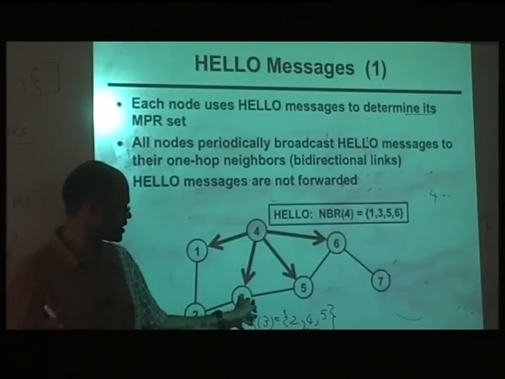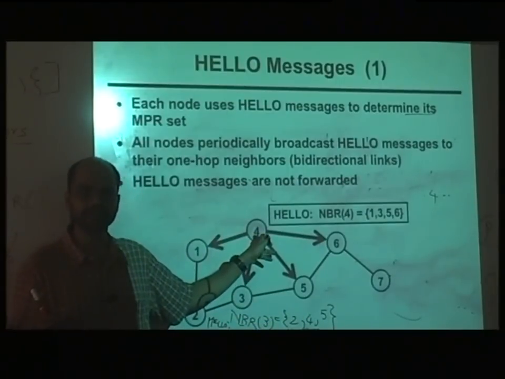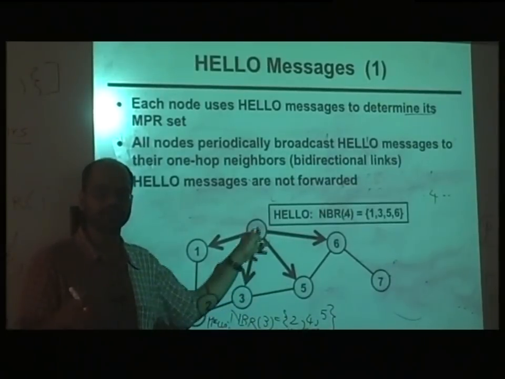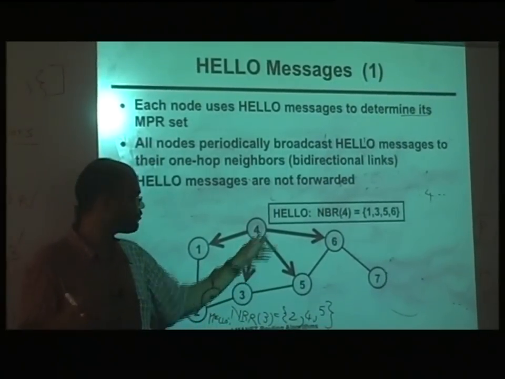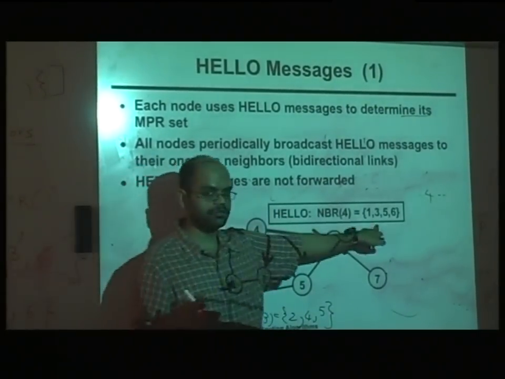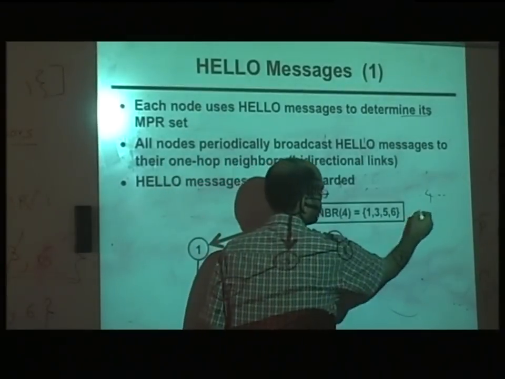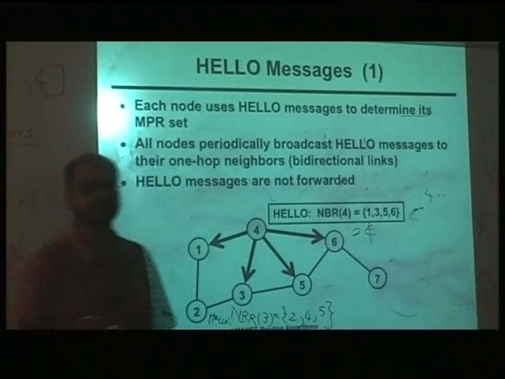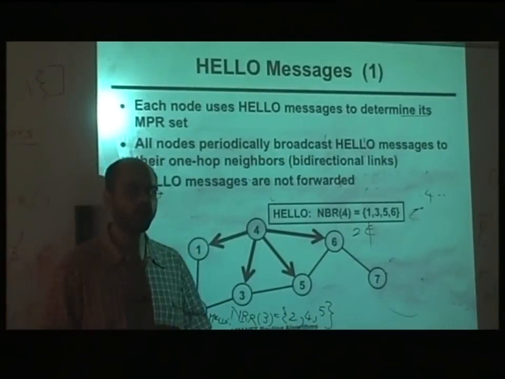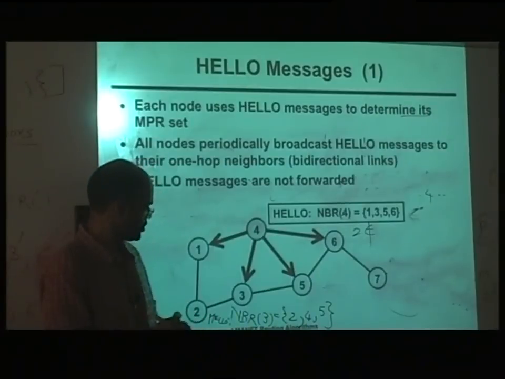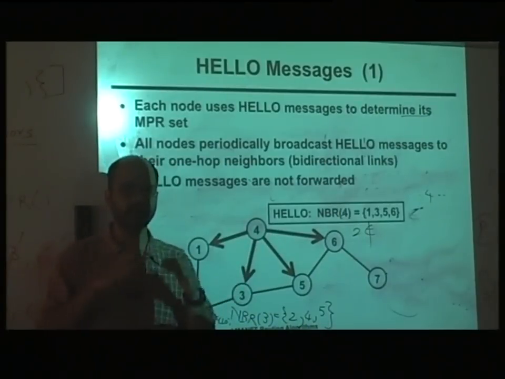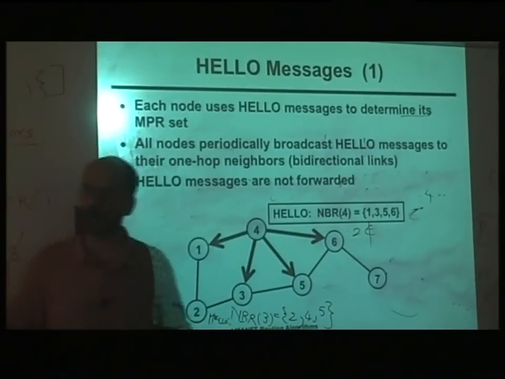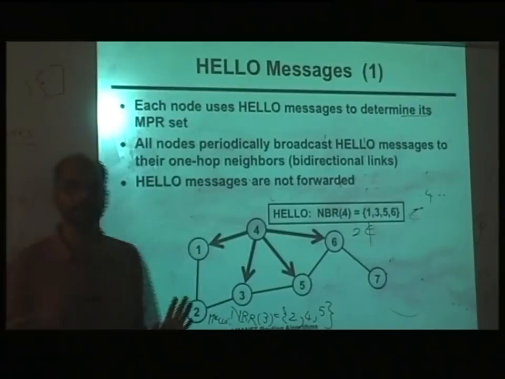So this message is directly communicated to this one, right? Because they are directly talking to each other. And 4 now sees this is my neighborhood, 2 does not belong. So 2 does not belong to this set. That means 2 is 2 hops away. Right? So this is how every node can now know its 1 hop and its 2 hop neighbors. And this is all you need for MPR.